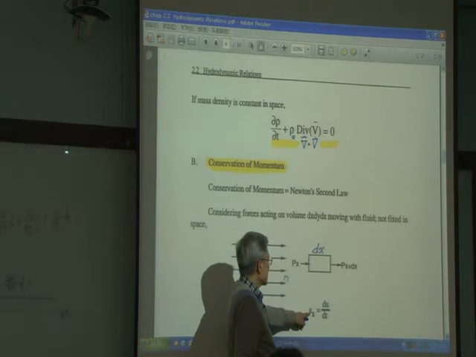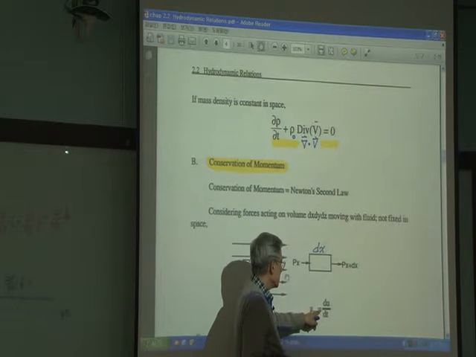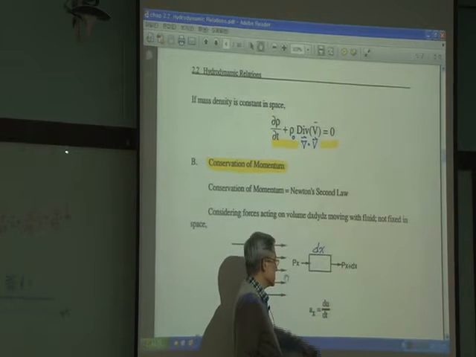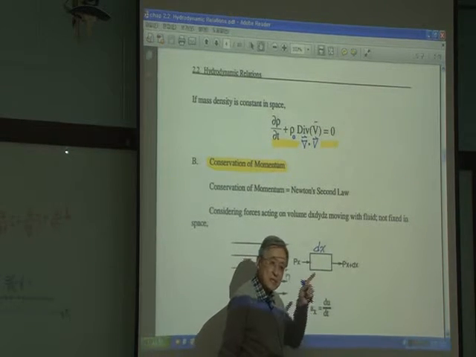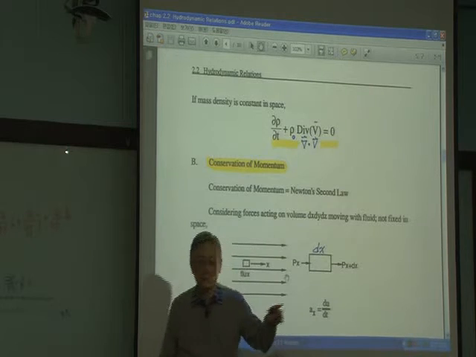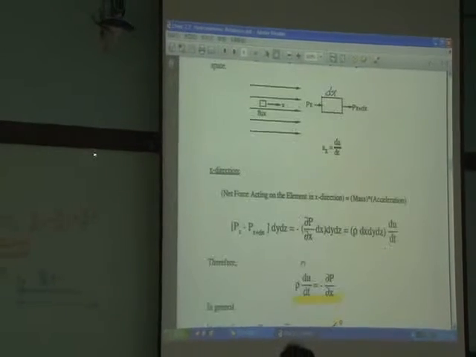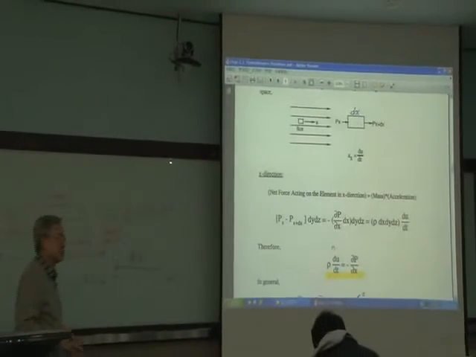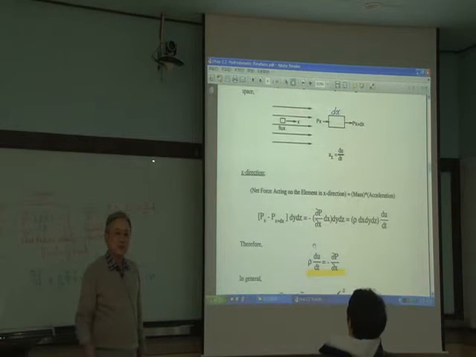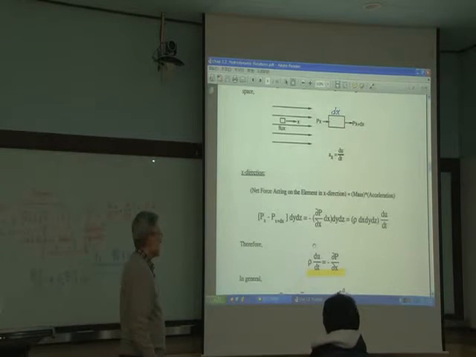And ax, the acceleration of the differential mass, is equal to du over dt. So this is the x direction, u is the fluid particle velocity in the x direction. But this is a total derivative, not the partial derivative. Then again, as we have done in conservation of mass, a similar approach, we first do the x directional motion, then y directional, then z directional. Vectorially, you can add them together.